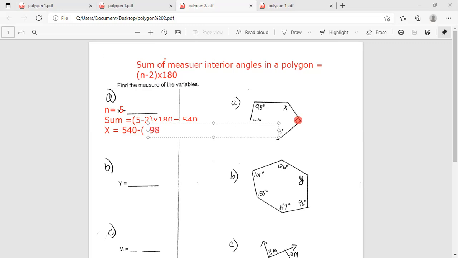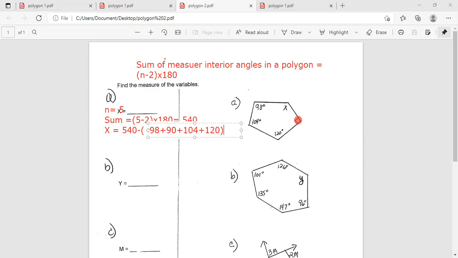Now we have 98 plus, tell me the rest. Plus 90. Welcome, Yarahma. Good morning. Plus 90, plus 104, plus 120. Did we miss anything?